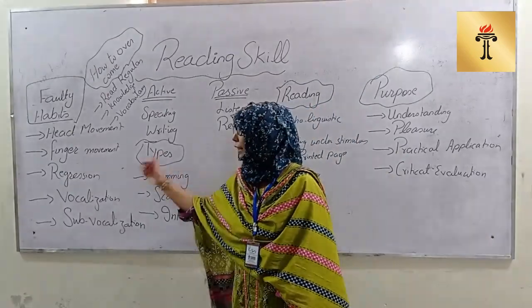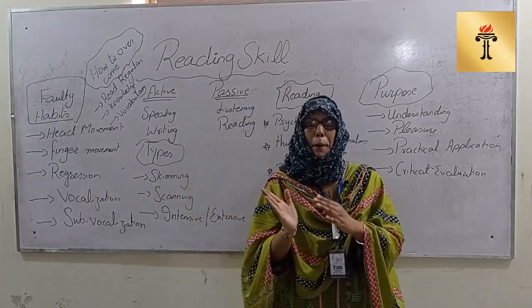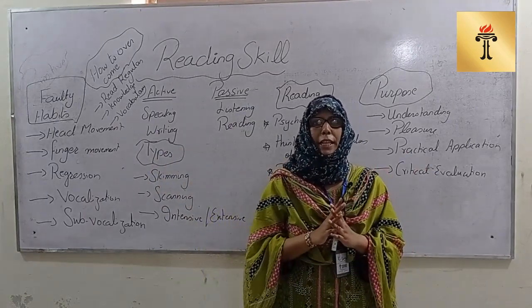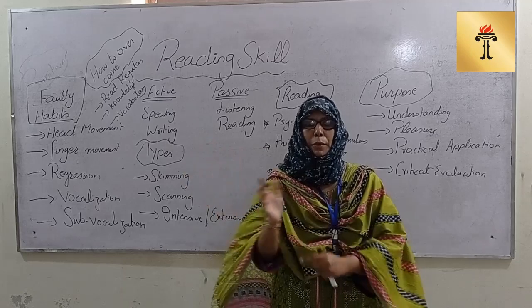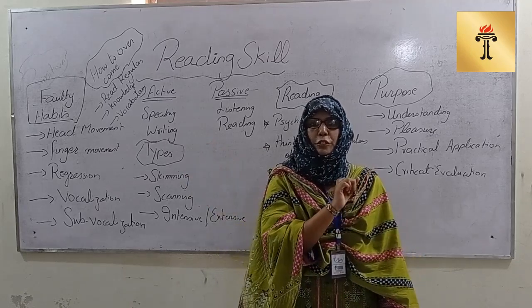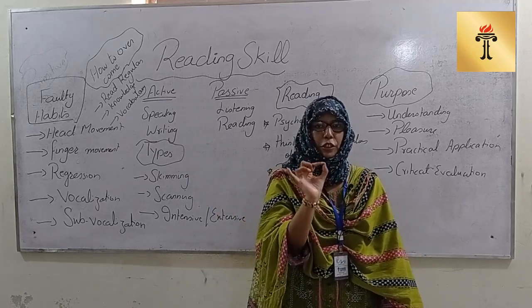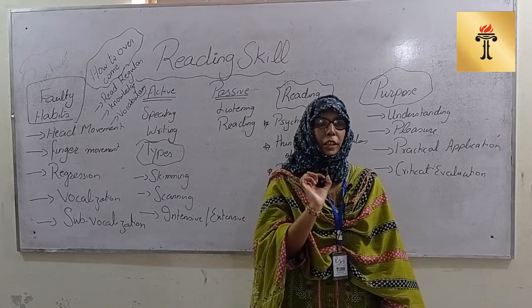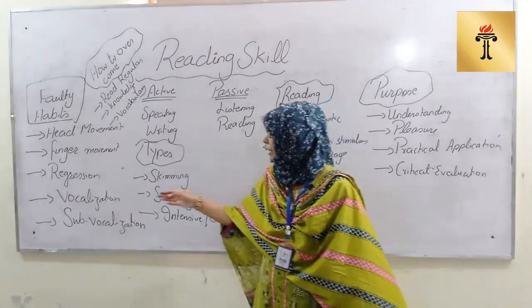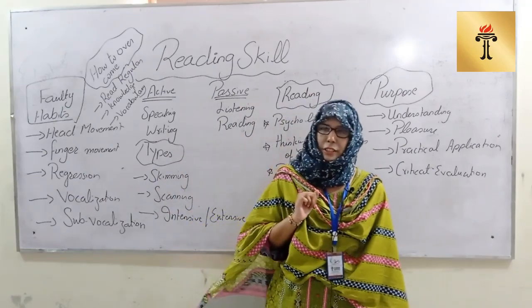The third is regression. Regression is the backward eye movement, like you are on page number 2 but your finger is on page number 1. So it also decreases your speed, not only the speed of reading but your speed of learning as well. The fourth one is vocalization.